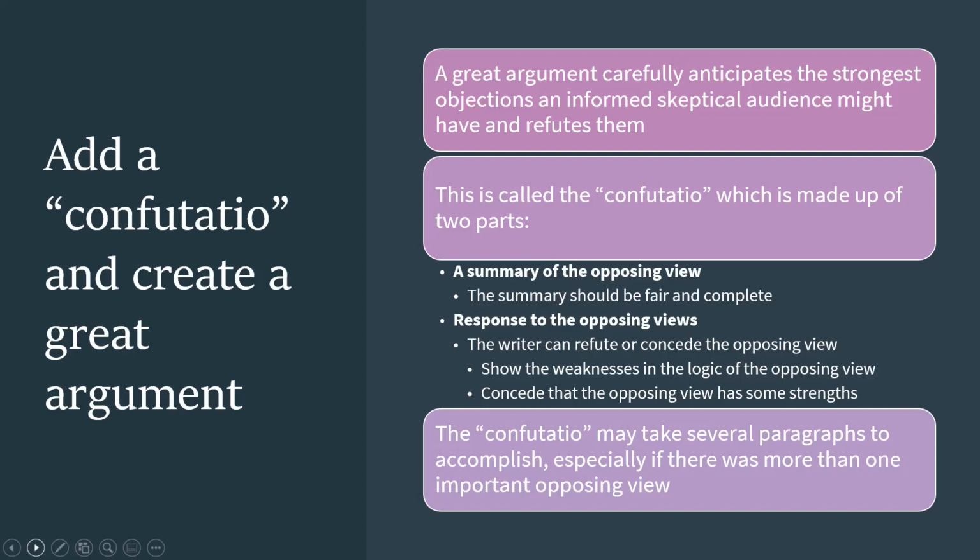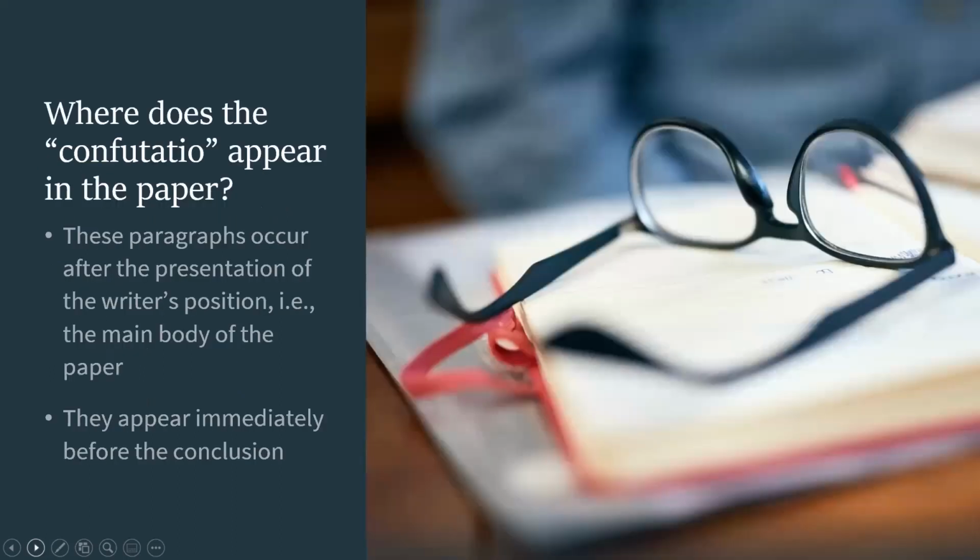But where does this go in the paper? This is pretty simple. Where does the computatio appear in the paper? These paragraphs occur after the presentation of the writer's position in the main body of the paper, okay? So you go in your body, you've covered one data point, your assumptions, and then if you need evidence for your assumption, then you move to your next stated support.